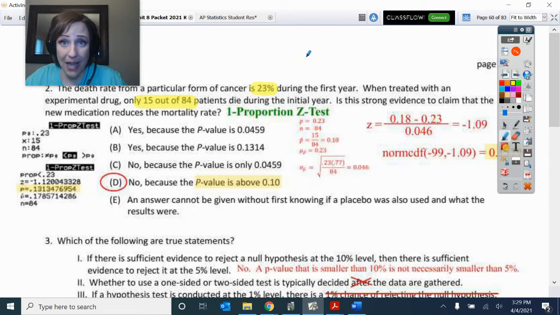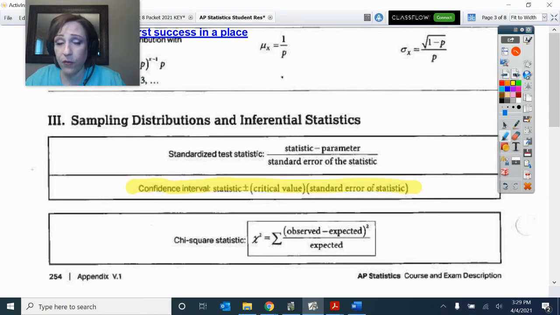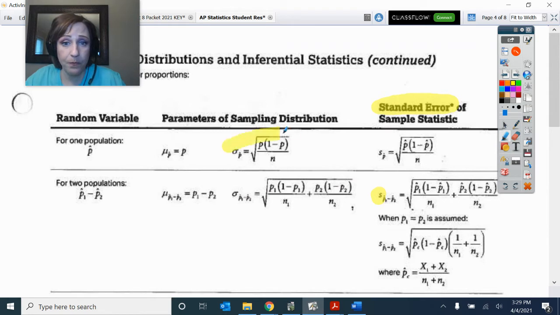So when we did this by hand, we took that one sample result, 15 divided by 84 was 0.18, and we minus the mean over the standard deviation. And remember, the formula for that standard deviation was the square root of true p times 1 minus p over n. Okay, that one right over here. So we use true p. That's the best it can be.